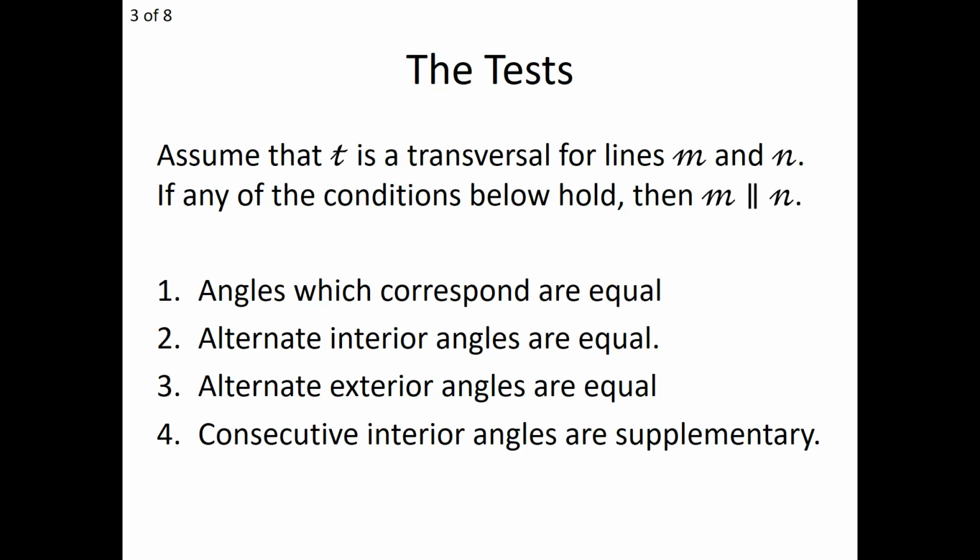Now, reminder about your parallel tests. The tests start off this way. If angles are such and such, then the lines are parallel. So if, what about our angles? Well, here are four possibilities. If angles which correspond are equal, then the lines are parallel. If the alternate interior angles are equal, or if the alternate exterior angles are equal, then the lines are parallel. And then we have if consecutive interior angles are supplementary, then the lines are parallel.